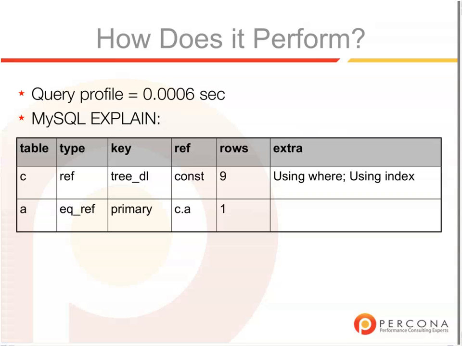Okay, biggest question is, how does it perform? Given that I have 500,000 nodes in my tree, and goodness only knows how many paths, you would think that this would take a long time to get through. But with the proper indexes, it takes less than a thousandth of a second.